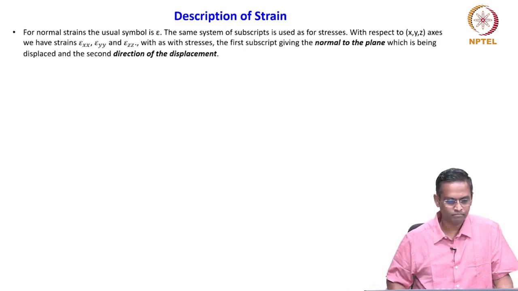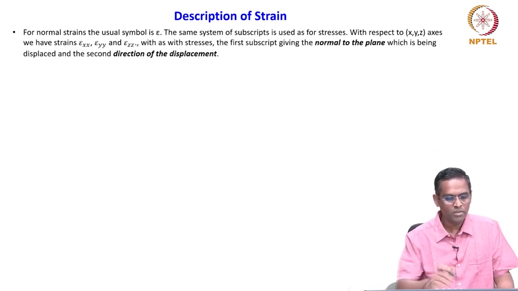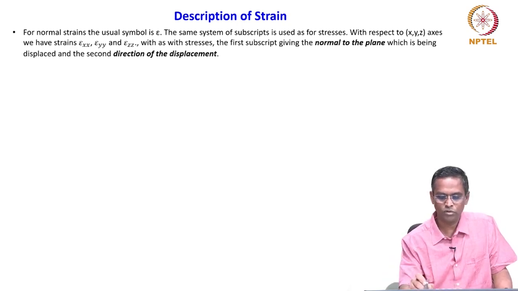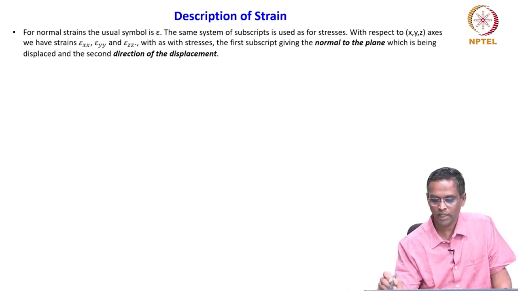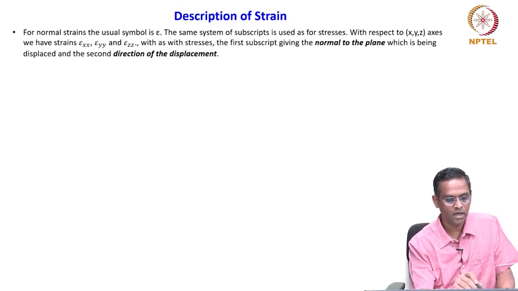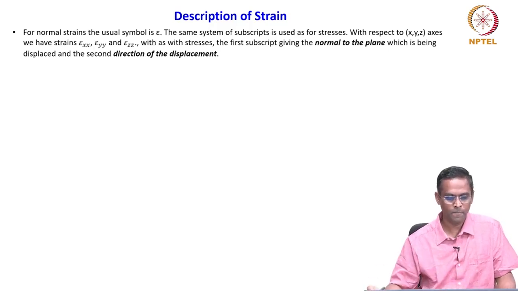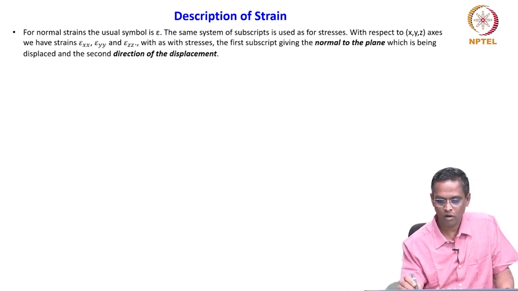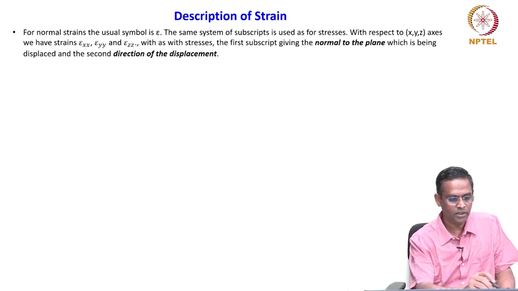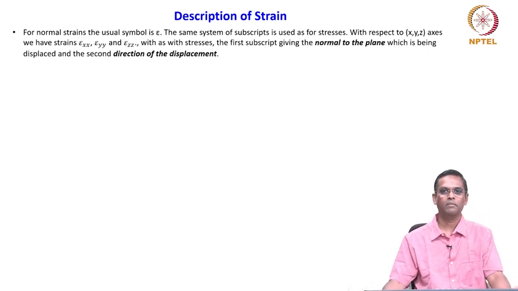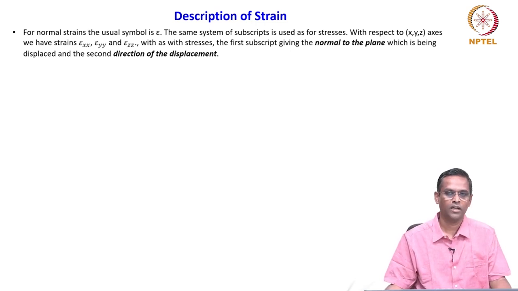And for normal strains, the usual symbol is epsilon. The same system of subscripts is used as for stresses with respect to x, y, z axis. We have strains epsilon xx, epsilon yy and epsilon zz. As with the stresses, the first subscript gives the normal to the plane which is being displaced, and the second subscript indicates the direction of displacement, similar to what we have described in the stresses.